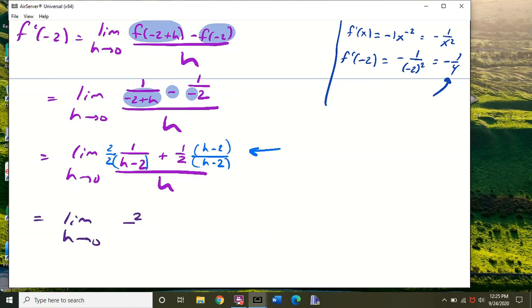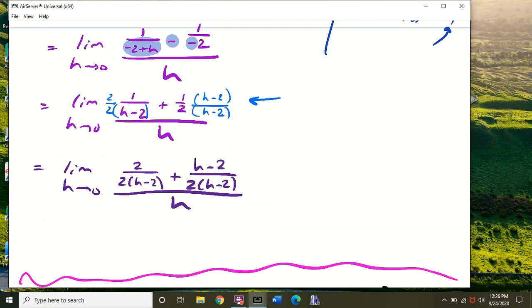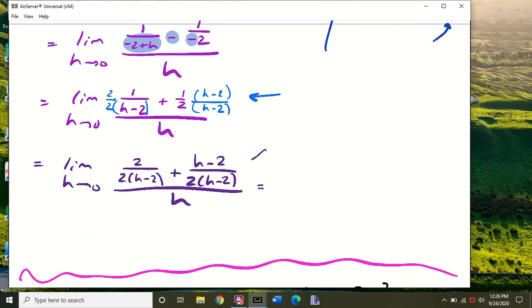So I'm going to have 2 over 2 quantity h minus 2 plus h minus 2 over quantity 2 times h minus 2, all over h. So I just clean that up right there. Now that I have a common denominator up here, I'm going to put that together. So we're going to have 2 plus h minus 2 over the common denominator, all over the h. And let's see, those go.